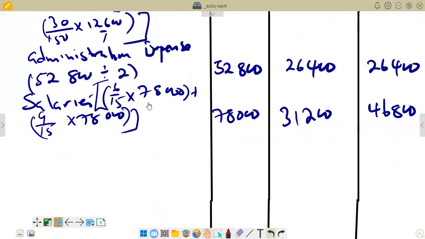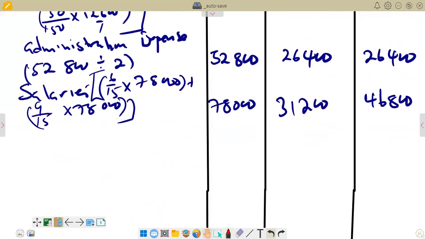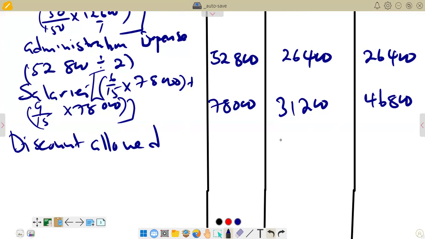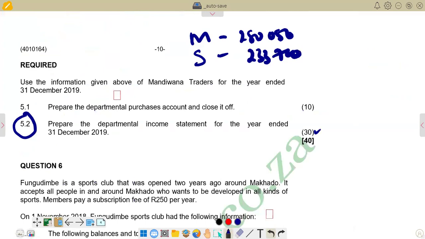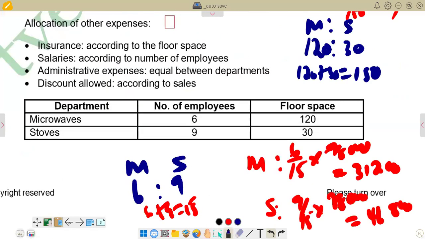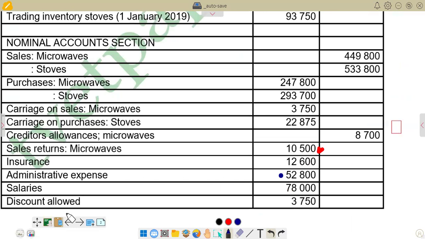So we are here, discount allowed. And what we got is 1,699 in the first column, and then we got 2,051. Get the two, we are supposed to come back to 3,750. So I will go there to check again in terms of the next expense. That discount allowed is the last one that we are having there.